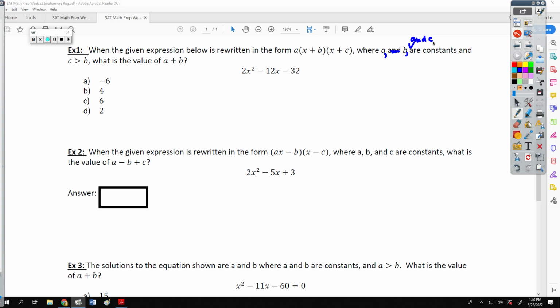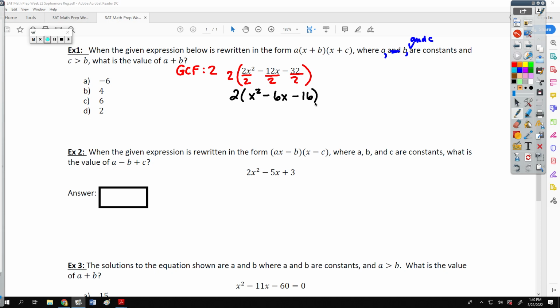Now, the fact that there's an a in front of those two sets of parentheses implies that there is a greatest common factor, and we should always be looking for a greatest common factor to factor out first. In this case, all three of these terms contain a factor of 2. So I can pull that factor out in front if I divide all three terms by 2. So that would give me 2 times the quantity x squared minus 6x minus 16.